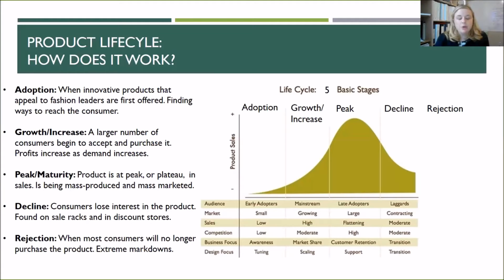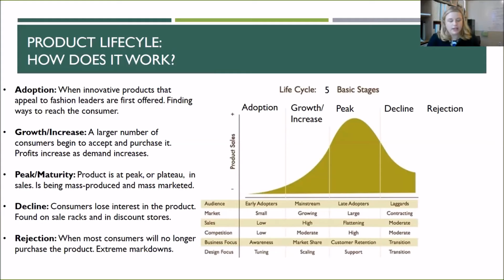The decline is when people lose interest in the product. So you're beginning to see it on sales racks and in discount stores. And this is usually the stage at which your fashion leaders have either moved on already or they're starting to move on to a new fashion or a new product.